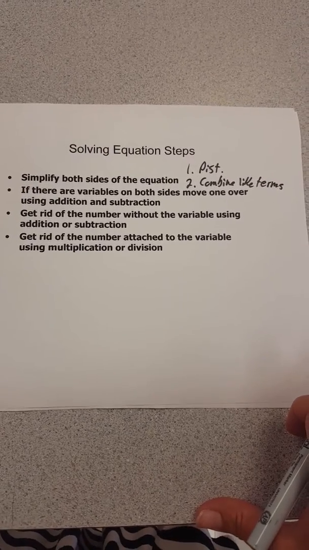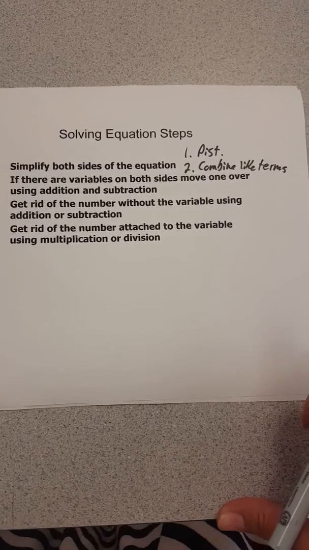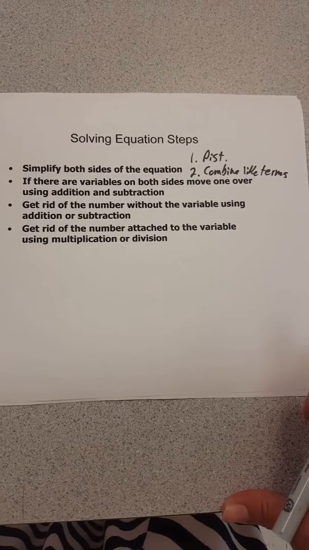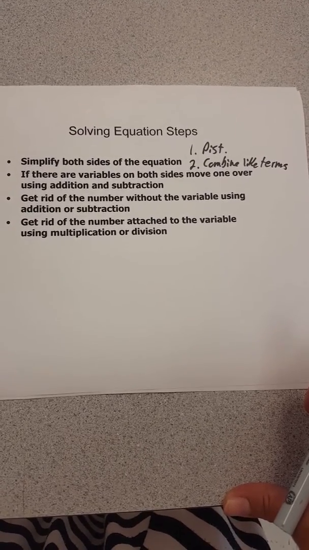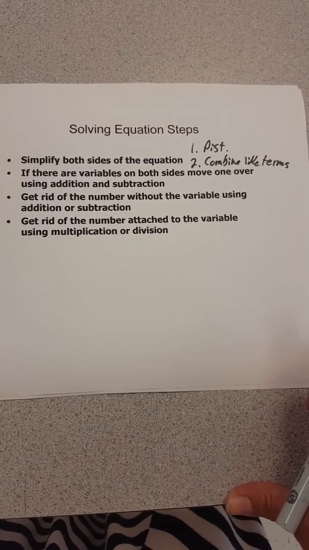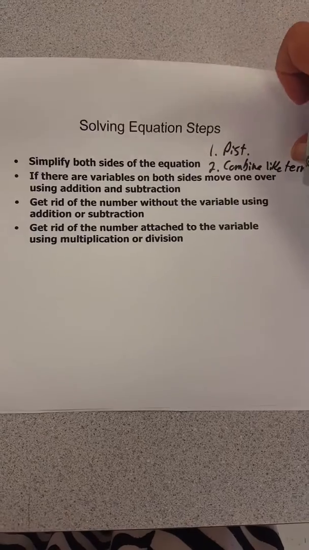If there are variables on both sides, you move one of them over by adding or subtracting. You always move over the smallest term. Then you get rid of the number that is not attached to the variable by adding or subtracting, and then you get rid of the number that is attached to the variable. So let's try a few of these.